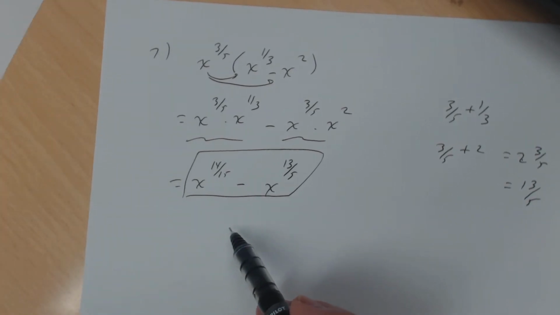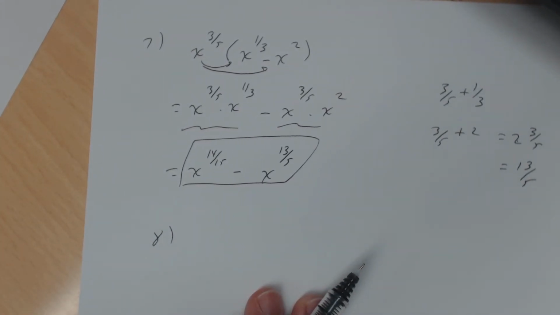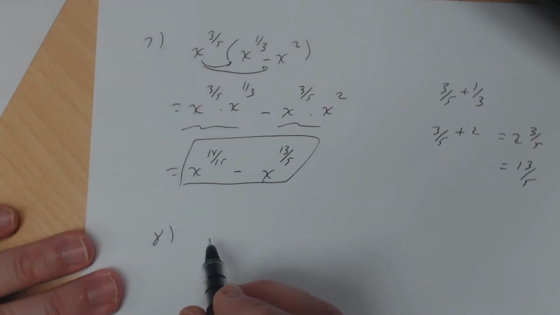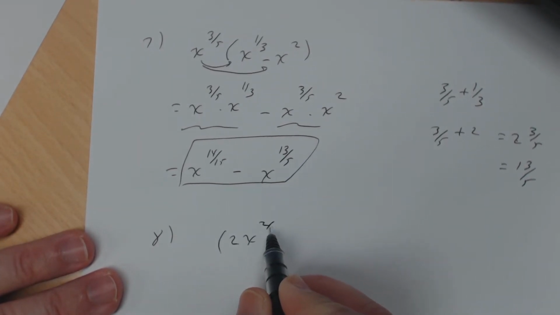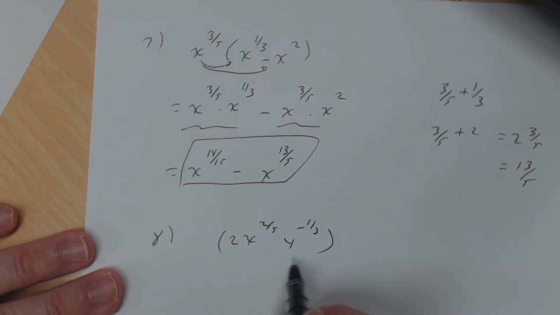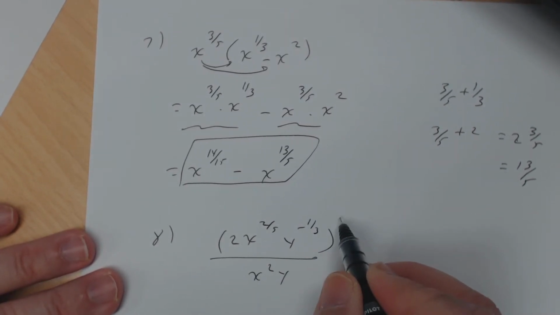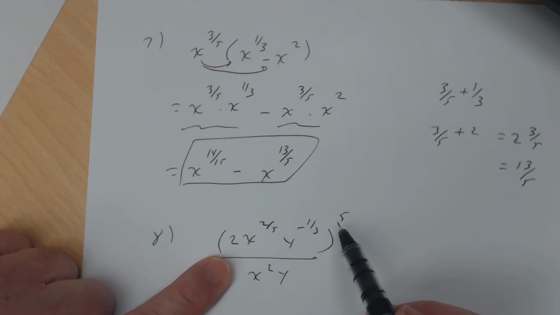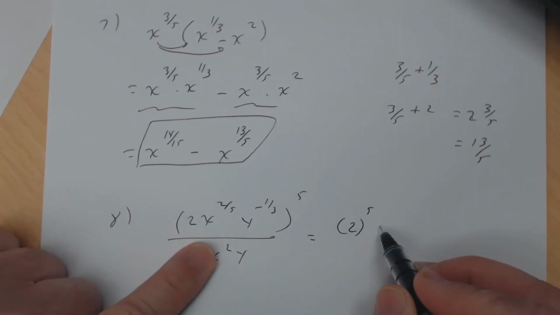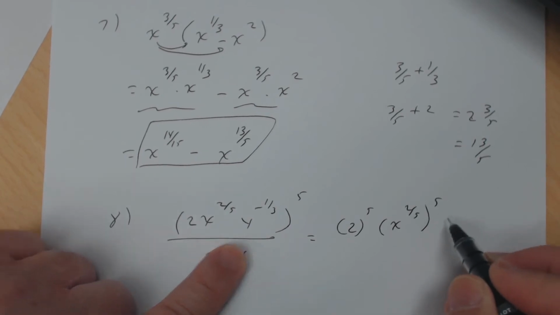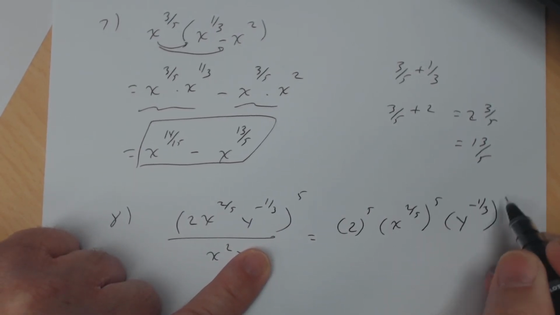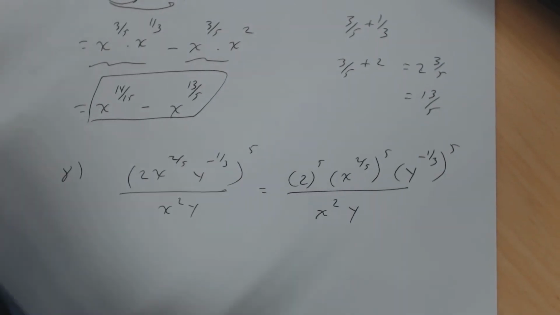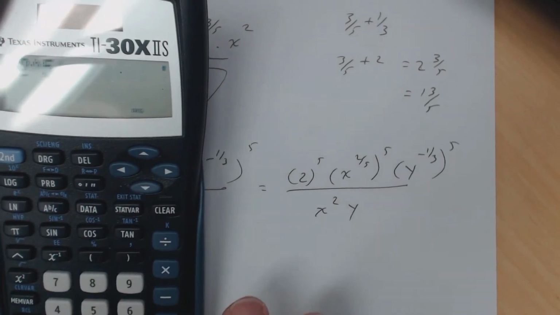All right, and then let's look at 8. Suppose we had 2x to the 2/5, y to the negative 1/3, divided by x squared y, and that's being raised to the fifth power. All right, so again, the power of a product. So we're going to raise each of these to the fifth power. So 2 to the fifth, x to the 2/5 to the fifth, y to negative 1/3 to the fifth, all over x squared y. All right, 2 to the fifth is 2 times 2 times 2 times 2 times 2, which is 32.